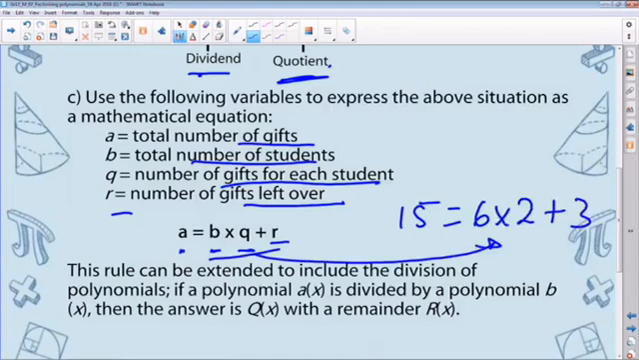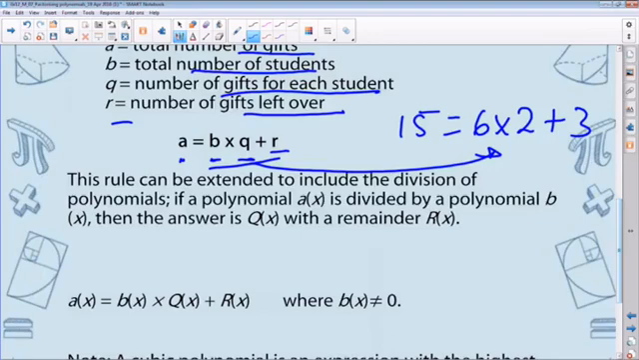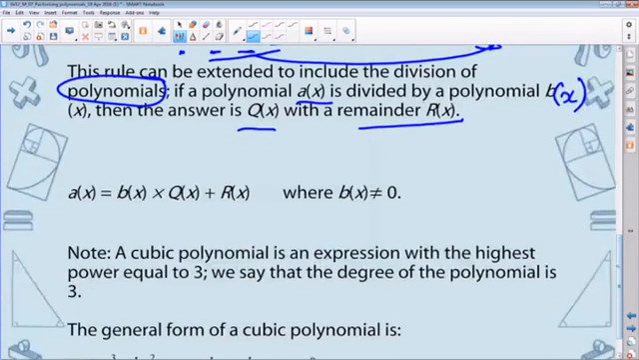All right, now this is the important thing. This rule that we already know for division can be extended to include the division of polynomials. So if you've got a polynomial a of x divided by a polynomial b of x, then the answer will be q of x with the remainder r of x. Setting it up as an equation, we have our polynomial a of x is equal to our divisor times our quotient plus the remainder. And you'll note that your divisor is not 0 because you cannot divide by 0.